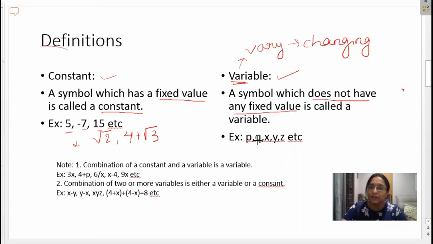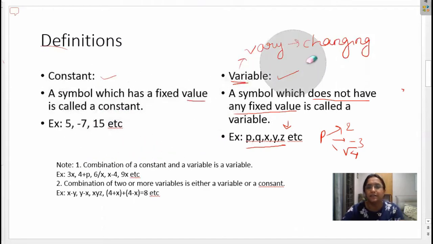Here usually a variable is denoted by alphabets A, B, C, P, Q, X, Y, Z. See here they don't have any fixed value. P is there, you don't know what is the value of P. It may be 2, minus 3, root 4. We don't know. So its value is not fixed. Such notations or symbols are called variables.